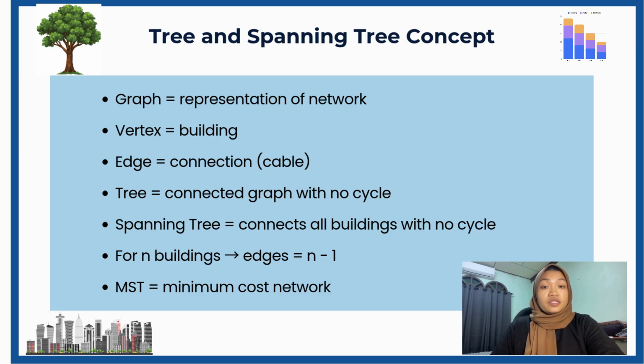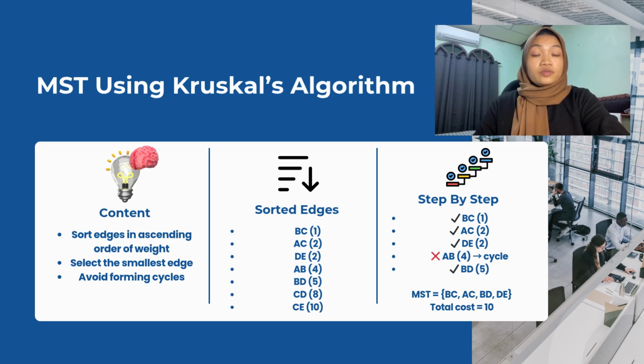A spanning tree is a subgraph that connects all buildings without forming any cycle. In general, for n buildings, the number of edges in a tree is n-1. Based on this concept, we use the minimum spanning tree, or MST, because it connects all buildings while using the least possible cost. Next, I will present how Kruskal's algorithm is used to find the minimum spanning tree step by step.